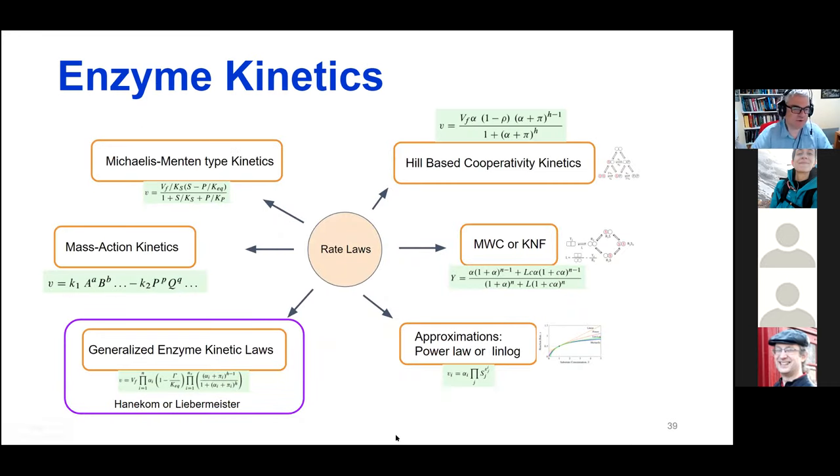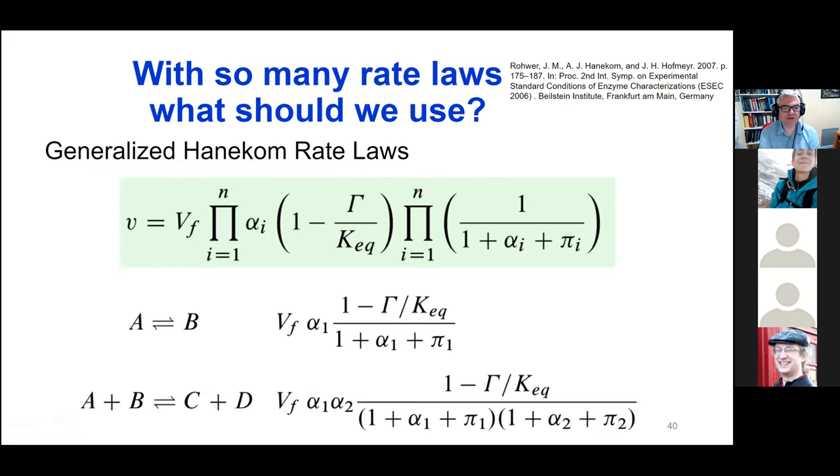And then we have these ones. If all else fails and you've no idea what's going on, you can use these generalized enzyme kinetic laws. There's two groups that have developed these, the Hanekom and the Liebermeister. The Hanekom is from South Africa and the Liebermeister is German. Both are great. They make some assumptions, but you end up with these generalized ones like this. They look complicated, but they're complicated because they're extensible to any number of substrates and products.